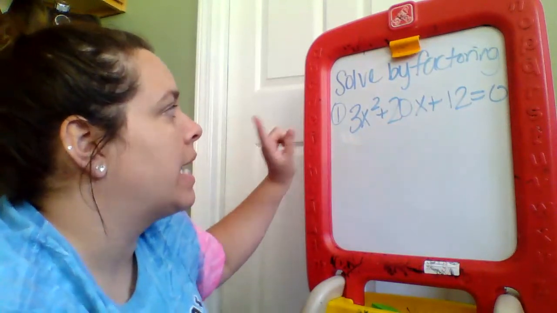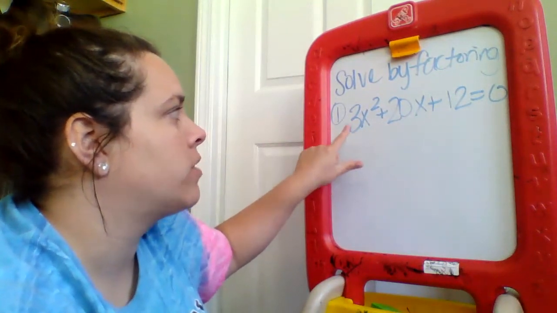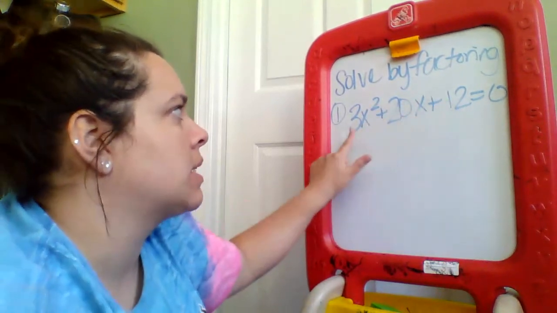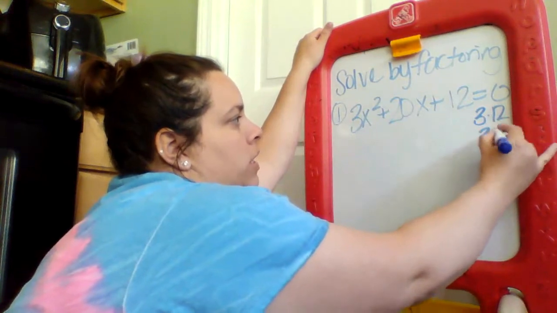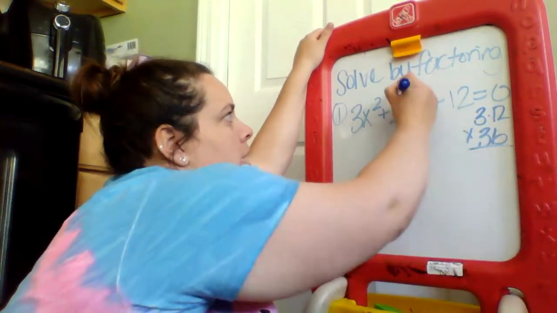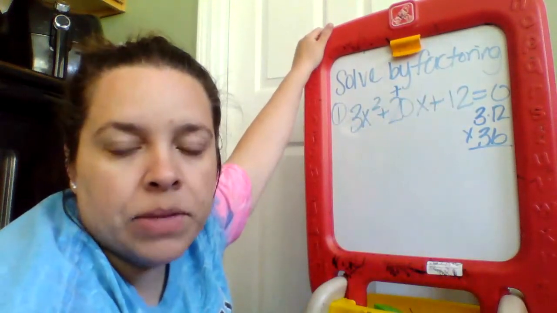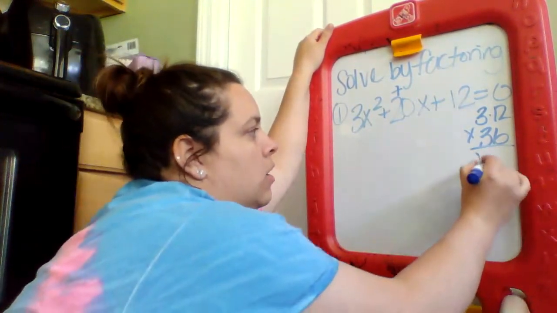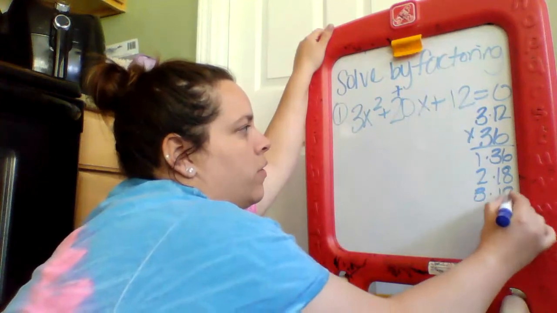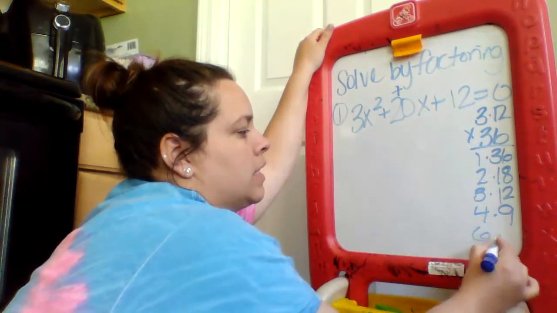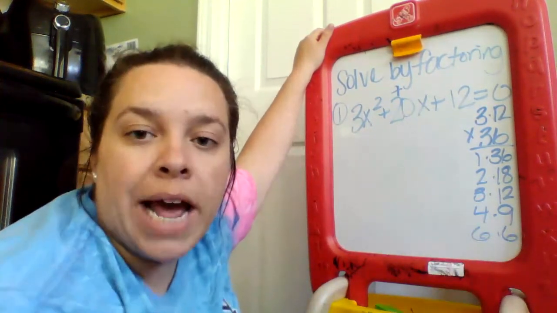It does have an a term, so I'm going to have to multiply a times c. I'm going to slide 3 times 12. So 3 times 12 is 36. So I'm multiplying to 36, but adding to 20. So numbers that multiply to 36: 1 and 36, 2 and 18, 3 and 12, 4 and 9, 6 and 6. You've got to figure out which one adds to 20.